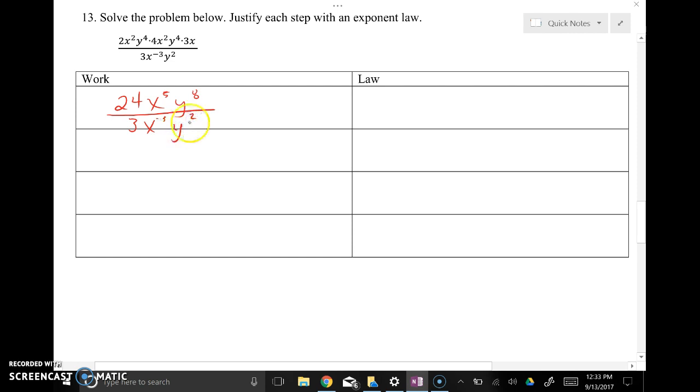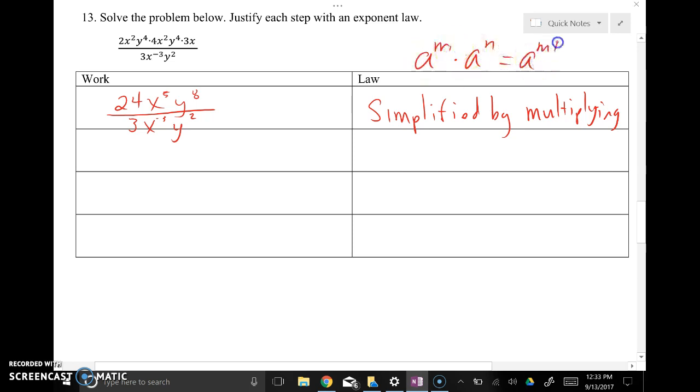So all I did here was simplify by multiplying. Now, if I wanted to get really specific about what I did, when I multiplied, I said a to the m times a to the n equals a to the m plus n. So if you're going to write a law, you can write it like this instead of having to spell it all out.